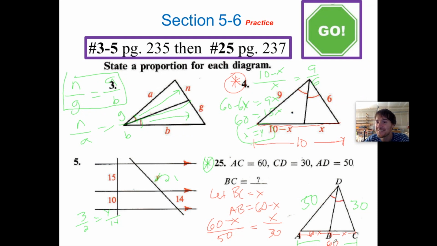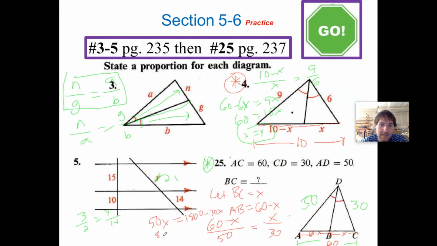X would be, I need a decimal here. Anyways, I might be working too far ahead of myself. Let's go ahead and solve it. Might as well solve number 25, because I think it's a harder problem on the homework tomorrow. 50 times x is 50x, so we cross multiply. Then 30 times 60 is 1800, since 3 times 60 is 18 and we tack on 2 zeros. So we get 1800 minus 30x.